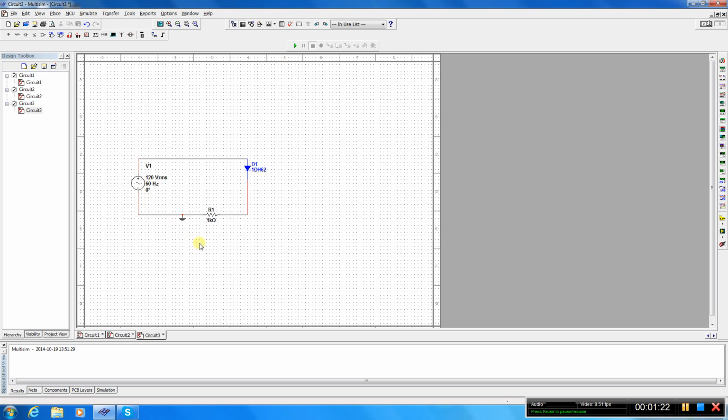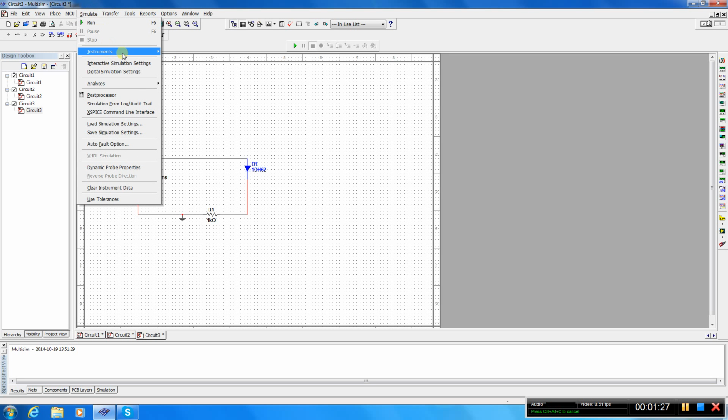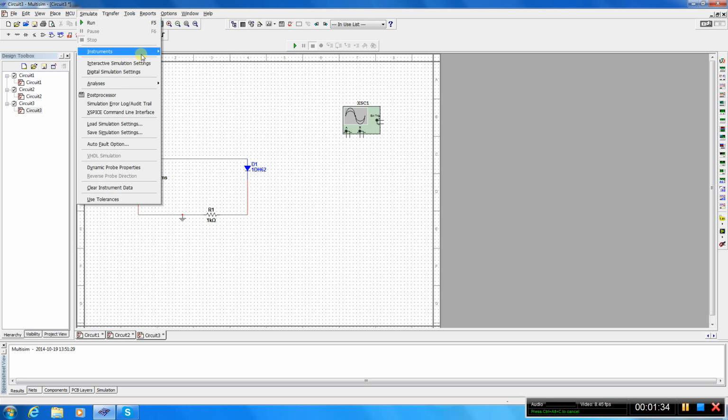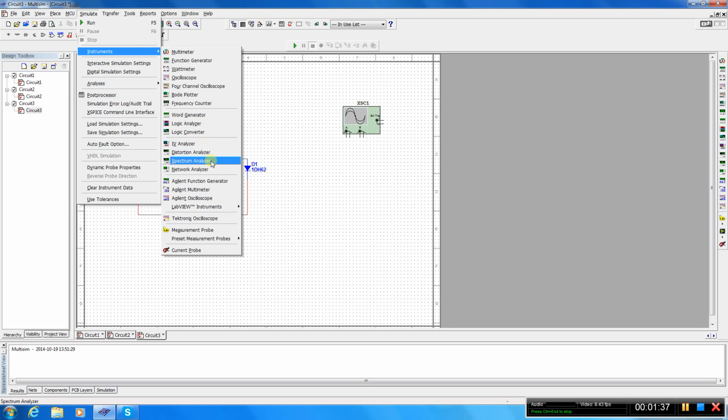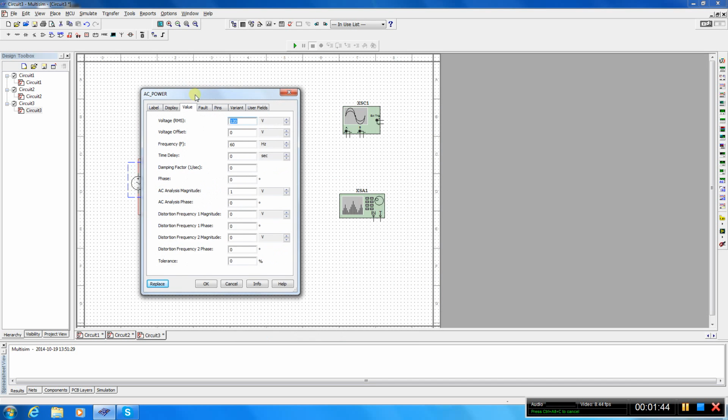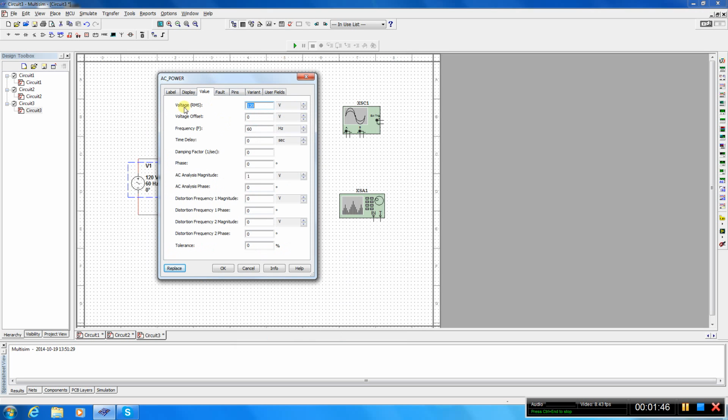And let's also add two instruments. The well-known oscilloscope we used in previous labs, and also a new instrument, the spectrum analyzer. Okay, so let's set up some values. For the mean square, let it be as it is, and let's change the frequency to 1 kilohertz.